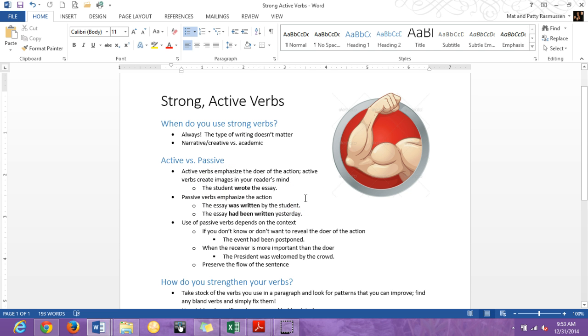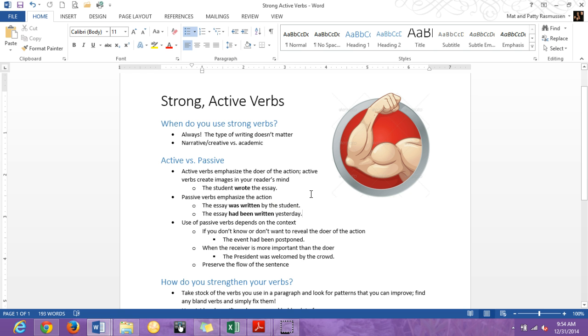Whereas with passive voice, you are emphasizing the action as opposed to the doer of it. So the essay was written by the student. So the subject of the sentence goes from the student to the essay, and then was written by the student. And the easy way to look for passive voice in your paper is words like was and had been. So that's really the easy way to do it. Wrote is the active, was written, had been written is the passive. So again, I'm sure you can see that, oh, okay, this person did this. Okay, this was done by this person. It inverts the order of the sentence and it puts emphasis elsewhere.